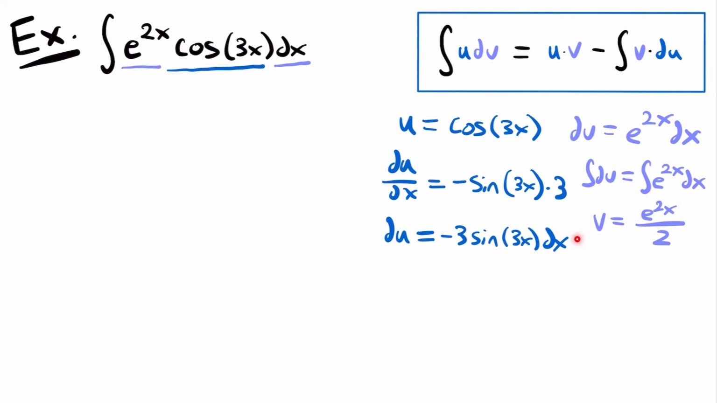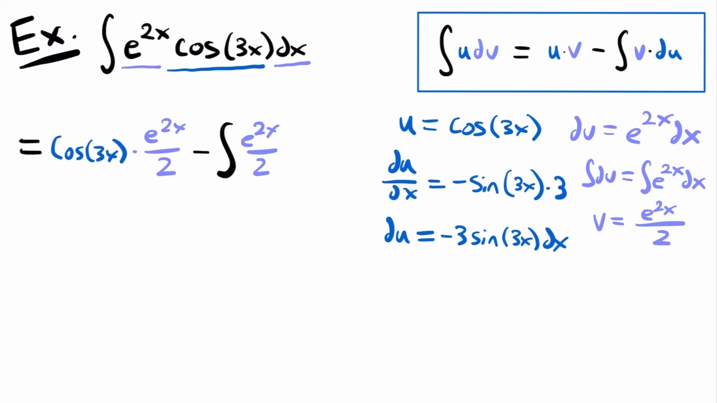And so now let's use what we have here to rewrite this integral in this form. So this will be equal to u times v, so we'll have cosine of 3x times e to the power of 2x divided by 2. And then we will subtract the integral of v, which is still e to the power of 2x divided by 2, times du, which is negative 3 times sine of 3x dx. And hopefully I can fit that all in here. We'll have negative 3 times sine of 3x times dx.